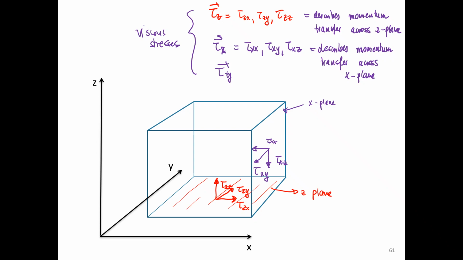The xx, yy, zz are the normal stress components because they act normal on those coordinate planes. xz, xy, zx, zy, and so forth, all of the others are shear components because they're acting parallel to the plane of transfer.